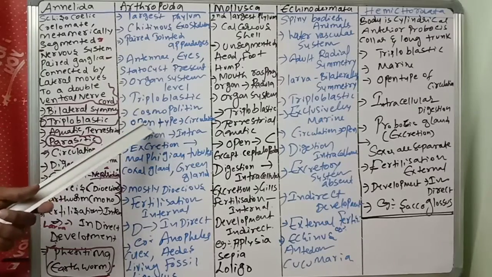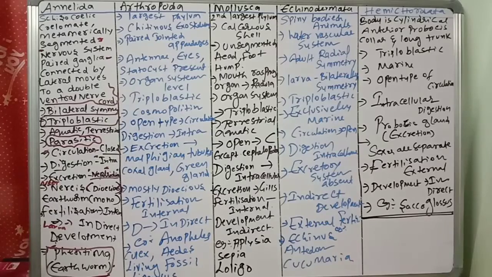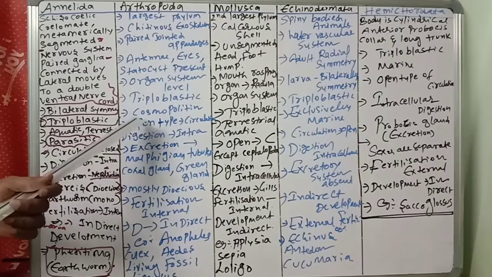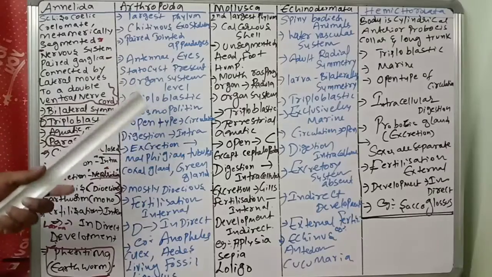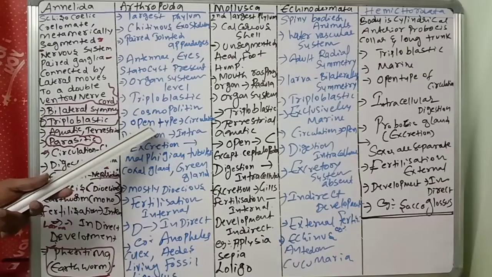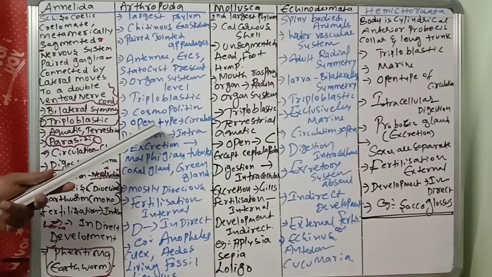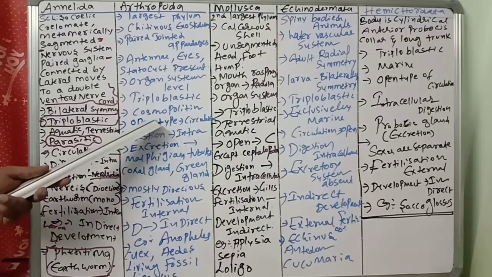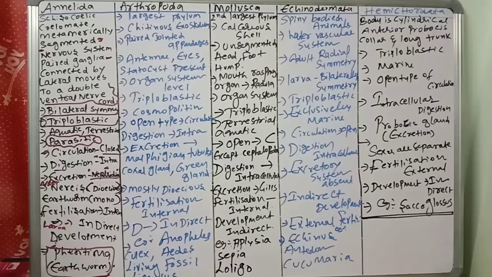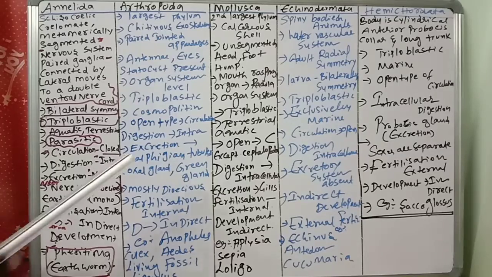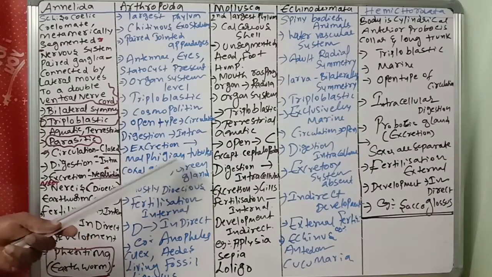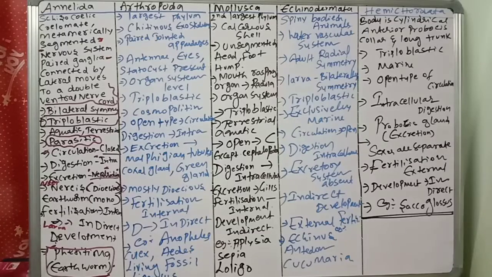Arthropoda have an open type of circulation. Why? Because they don't have blood vessels. Then how will the blood flow? The blood will flow in the sinuses. That is called open type of circulation. Next, digestion is intracellular, inside of the cell. Next, excretion: Malpighian tubules. Special excretory glands are there, coxal glands, green glands, even Malpighian tubules are also there.